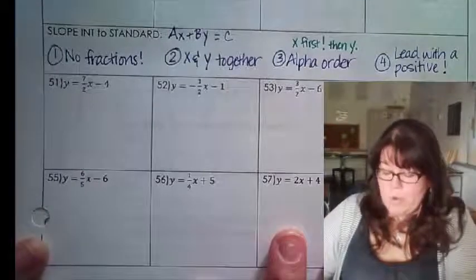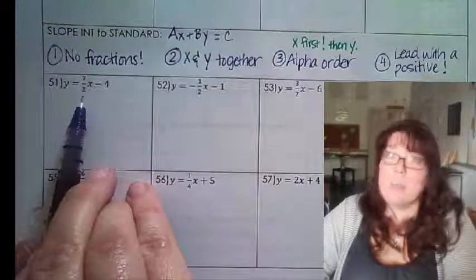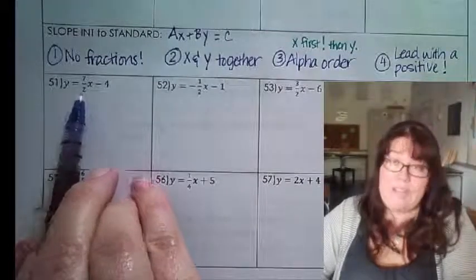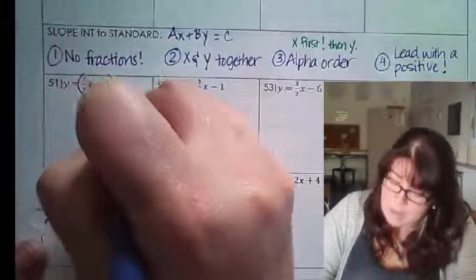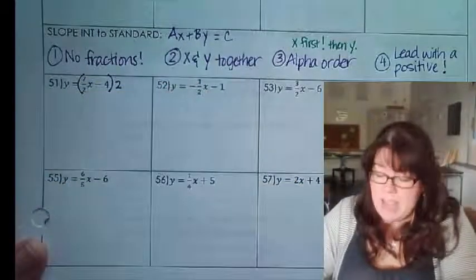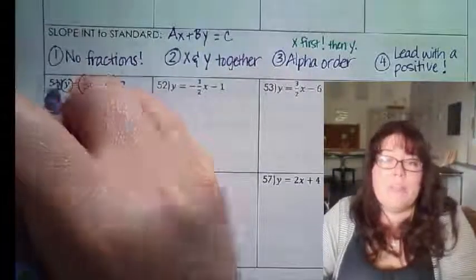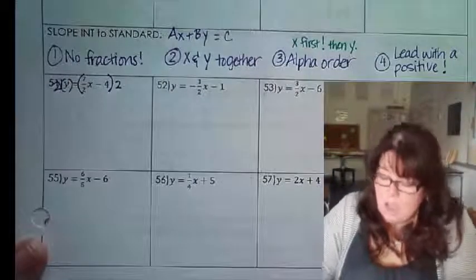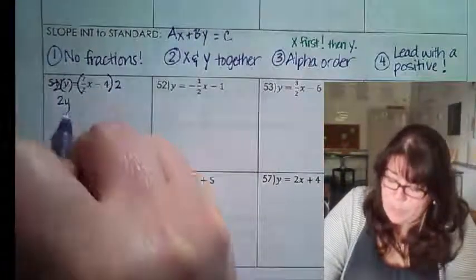Looking at number 51, the first thing I see is my slope is a fraction. Surprise, surprise. I want to get rid of that. So what I'm going to do is multiply this whole side by the denominator, which is 2. And of course, if I do it on the right, I have to do it on the left as well. So I'm going to multiply 2 times y. On the left, no problem. This just becomes 2y. And what does it equal?